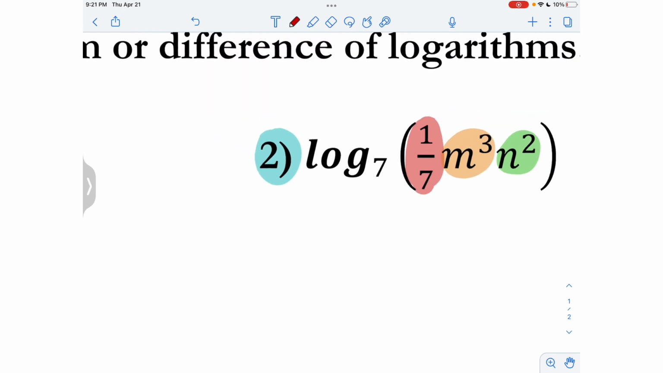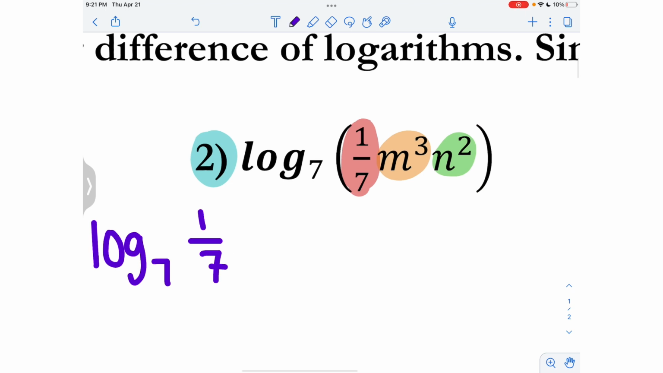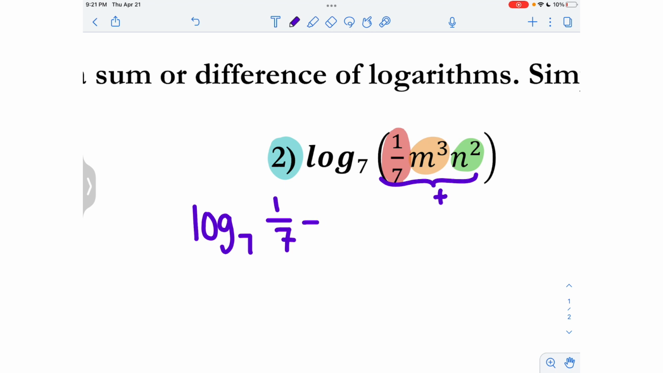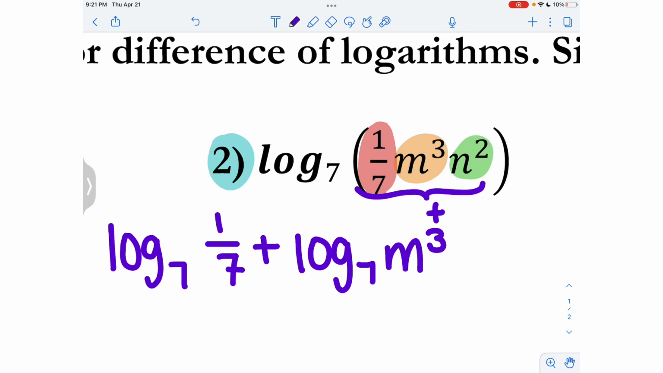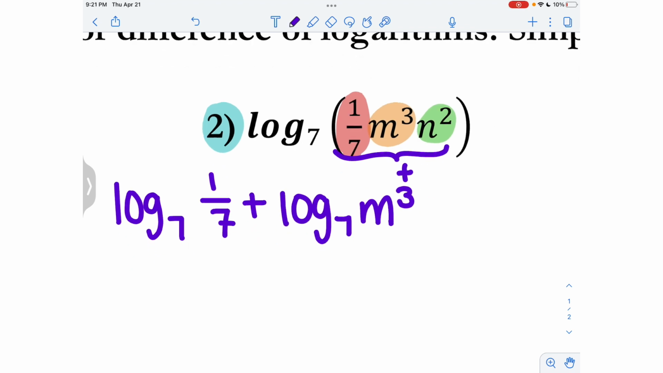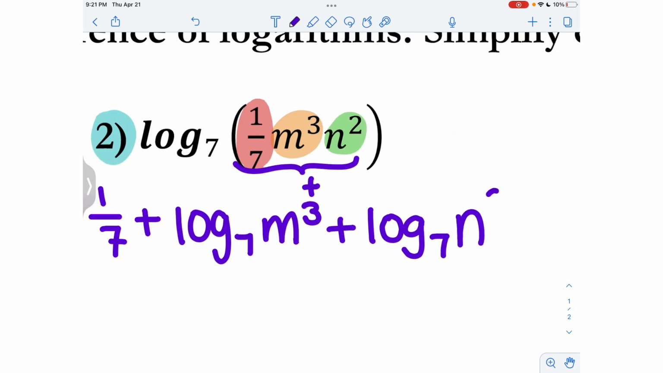So here it goes. We have log base 7 of 1/7. And these are all being multiplied together. So remember, when we multiply things, we add the logarithms. So we're going to have a plus log base 7 of m to the third, and then plus log base 7 of n to the second.